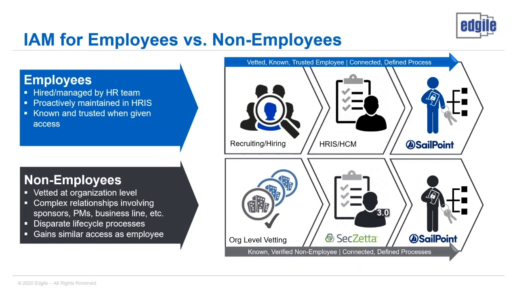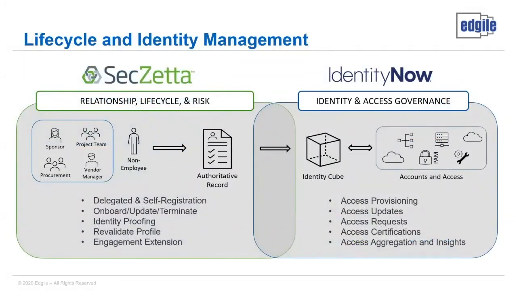So there's another view we can kind of take of this, and this really shows a bit more how SecZetta and Identity Now specifically fit together. So SecZetta not only contains all of those life cycle processes that we talked about, but we're also a relationship engine. So it's extremely important for non-employees especially to understand who needs to contribute to the life cycle of that non-employee. For an employee, you think, okay, this is a manager, right? A manager contributes to it, or HR contributes to it, and that's pretty much it when it comes to their hiring and transfers and terminations.